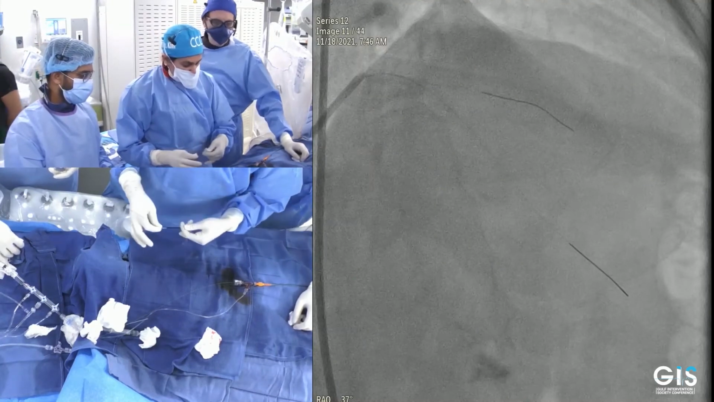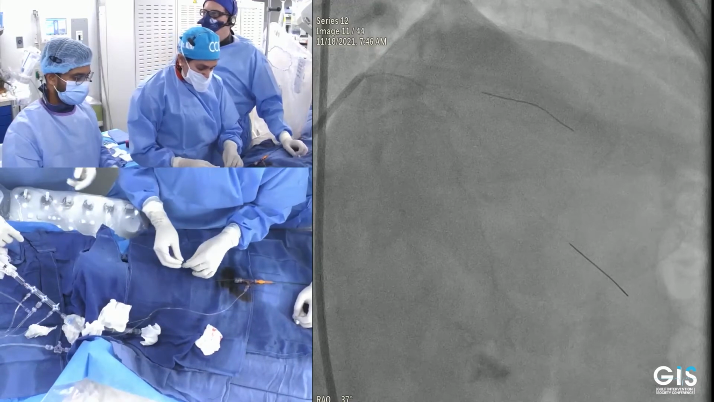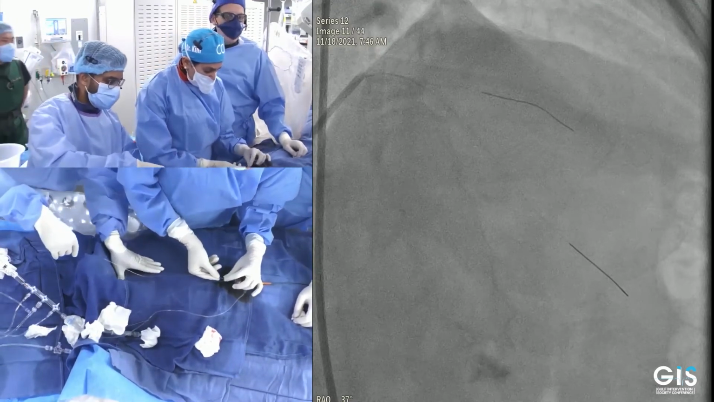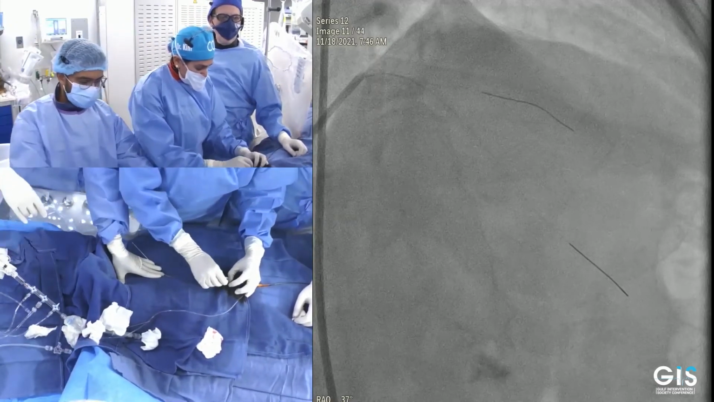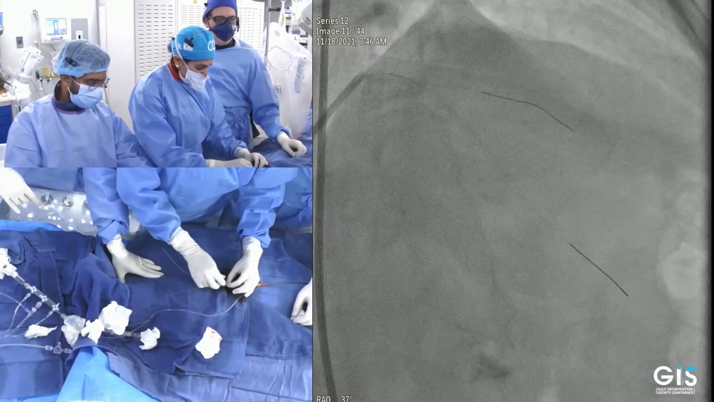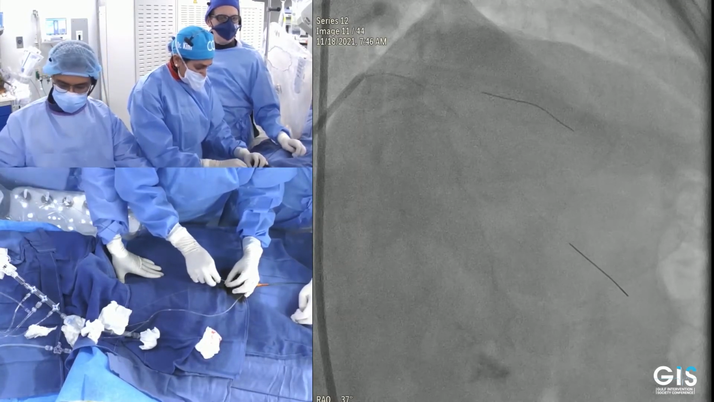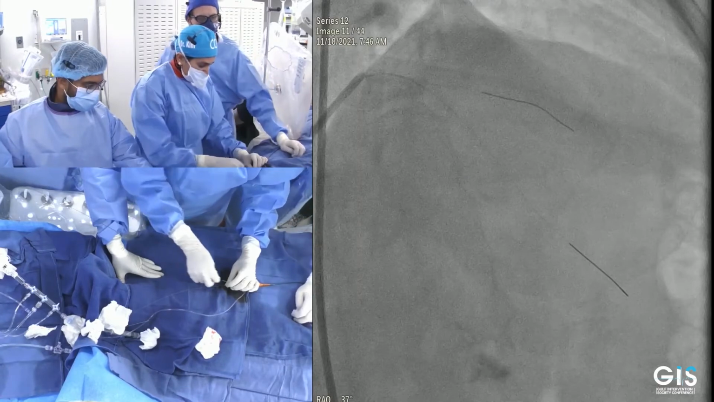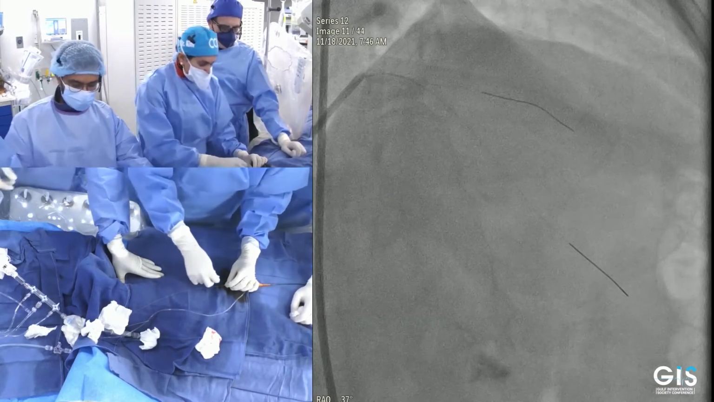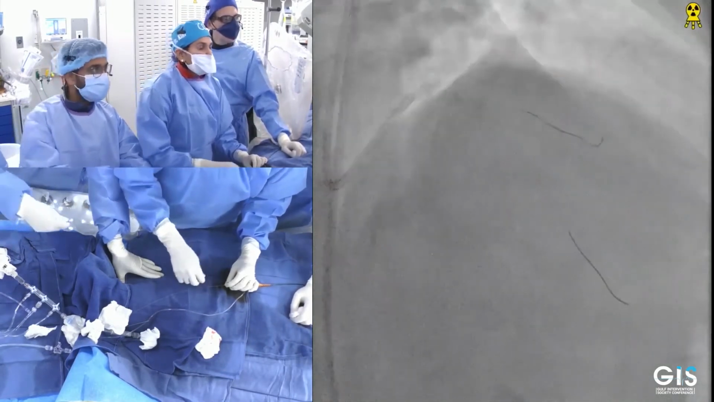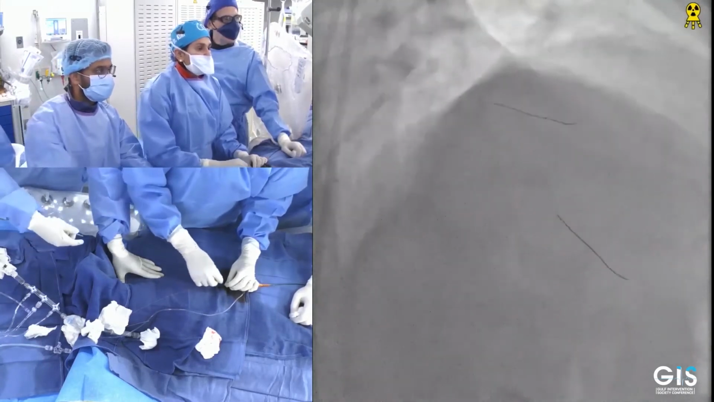So we plan to go with a 3.0 by 28 stent, and then we're going to perform a POT afterwards and see how the side branch looks. How many of you will be happy with one stent, LAD only?